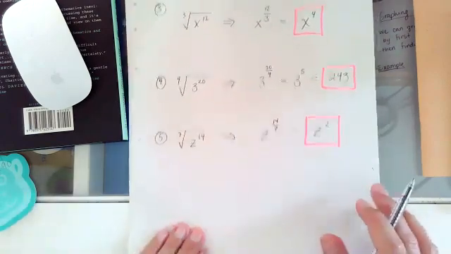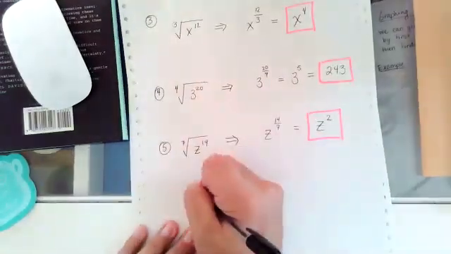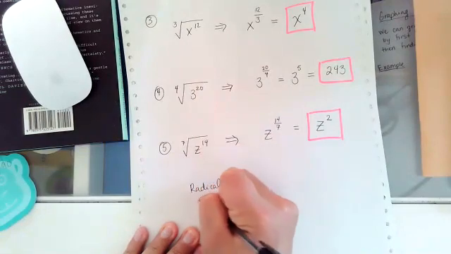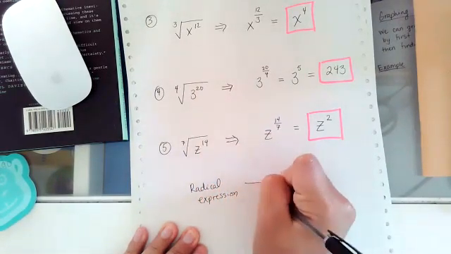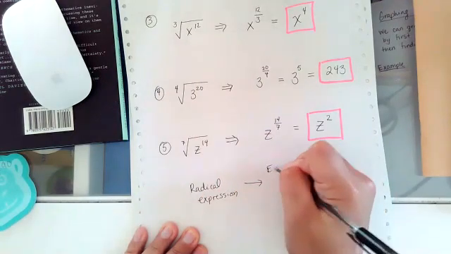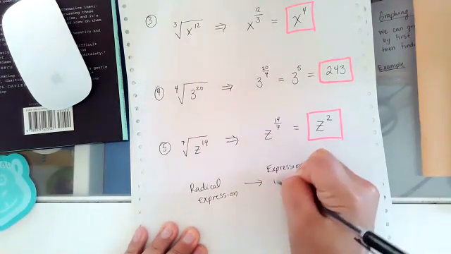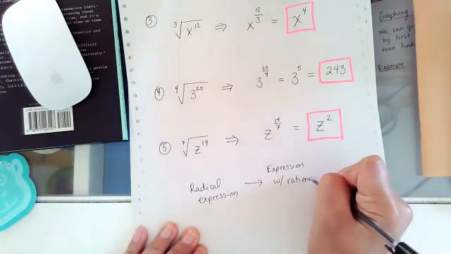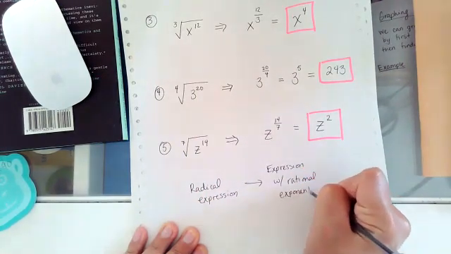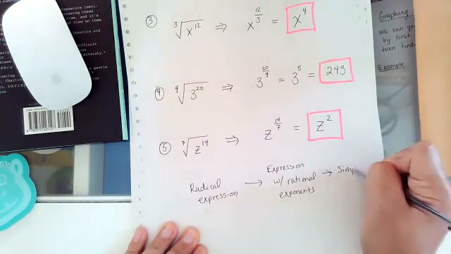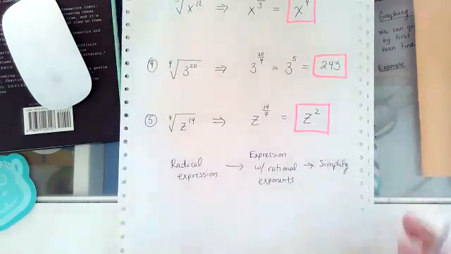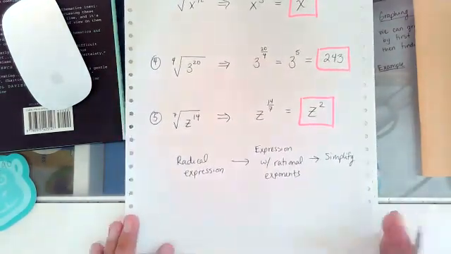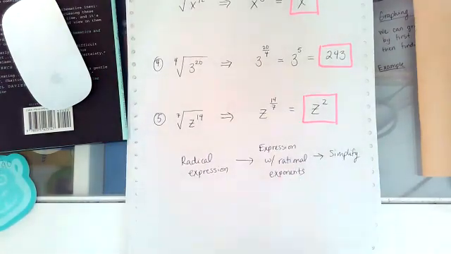Okay, let's look at some others. So that was taking a radical expression, using that property to convert it to an expression with rational exponents, and then simplifying. That's the basic process for that. Now we're going to go in sort of the opposite direction. We're going to have an expression that has a rational exponent, but convert that to a radical expression, and then simplify that if it's possible. Okay.